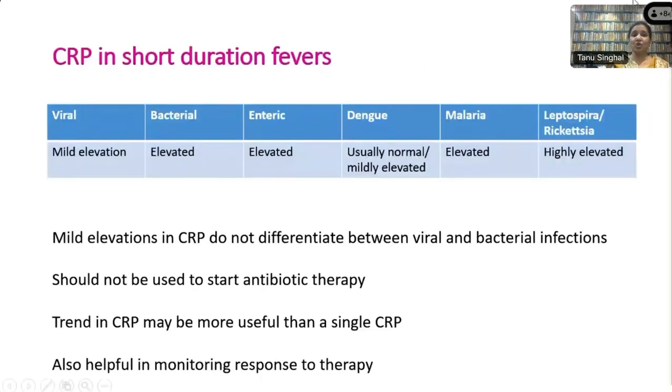So again, as I said, in short duration fevers, in viruses, you get a mild elevation. In bacterial infections and enteric fever, you have moderate to marked elevation. In dengue, even if it is severe dengue, your CRP is usually normal. In malaria, it is high. And in leptospira and rickettsial infections, it is also highly elevated. So, as I said, mild elevations do not differentiate between viral and bacterial infections, should not be used to start antibiotic therapy, and trend in CRP may be more useful than a single CRP. It also helps in monitoring response to therapy.